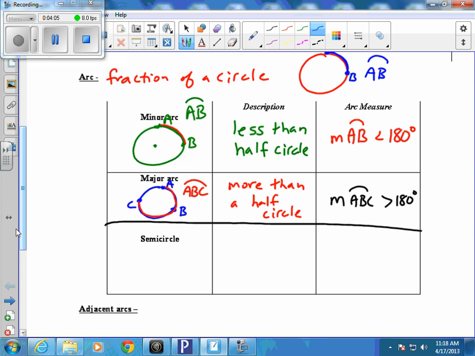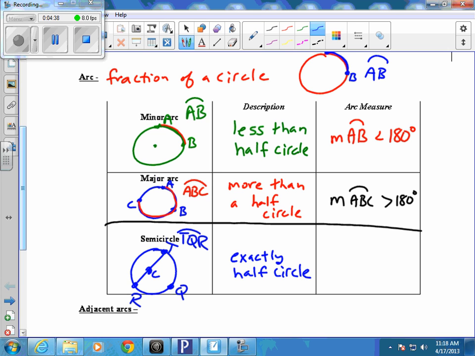The only thing left is a semicircle. And for a semicircle, we also use three letters. If C is the center, and let's say this is TQR, that means that segment TR is a diameter, which means that arc TQR is exactly half a circle. Semicircle TQR. So this is exactly half a circle. The measure of a semicircle, so the measure of arc TQR, is going to be 180 degrees exactly.